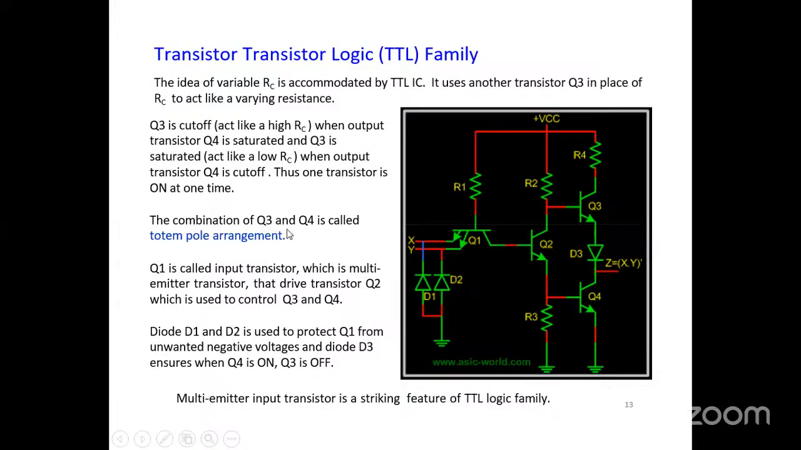The combination of Q3 and Q4 is called the totem pole arrangement. These two transistors are connected in the totem pole arrangement. Q1 is called the input transistor, which is a multi-emitter transistor, and it drives the Q2 transistor, which is used to control Q3 and Q4. Diodes D1 and D2 are used to protect Q1 from unwanted negative voltages, and D3 ensures Q4 is on and Q3 is off.